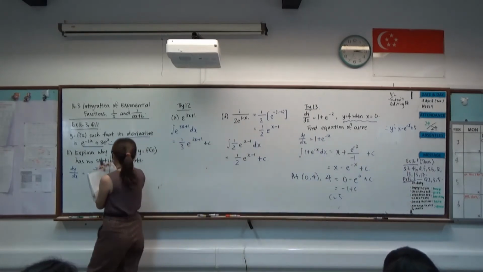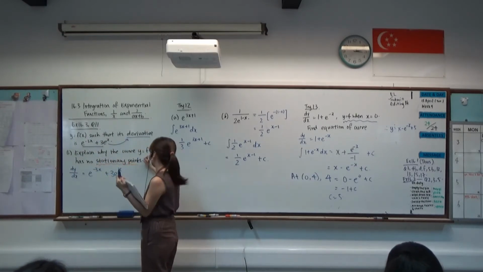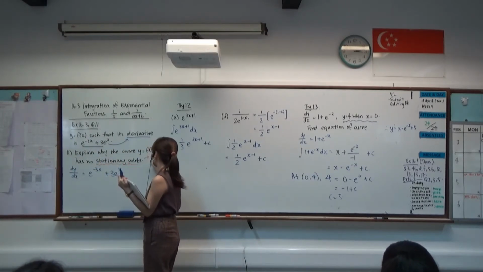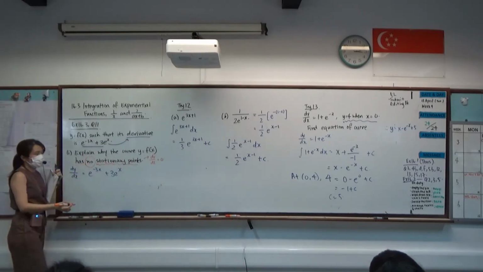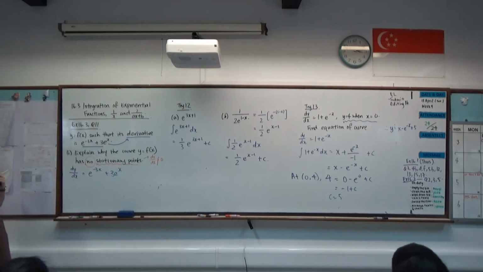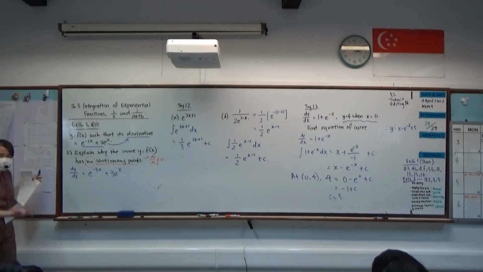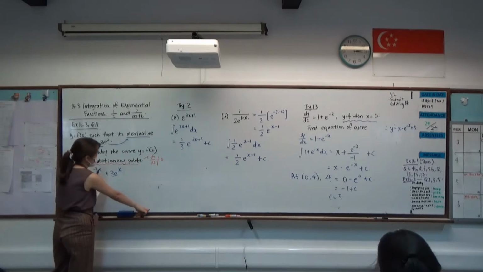dy over dx equals 0. So yes, having stationary points means that dy over dx equals 0. But since we're not talking about stationary points, we are trying to address that dy over dx is not equal to 0. So saying that it is more than 0 or less than 0 already satisfies the idea that it is not equal to 0.